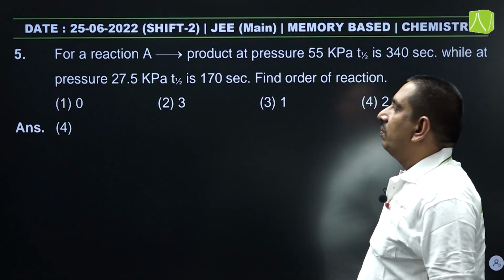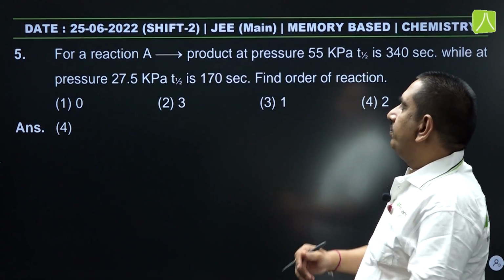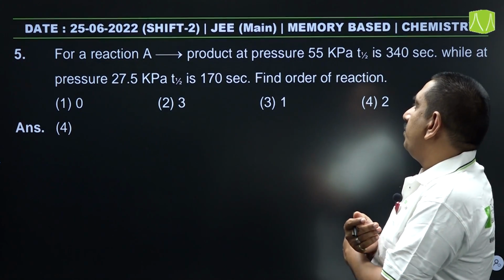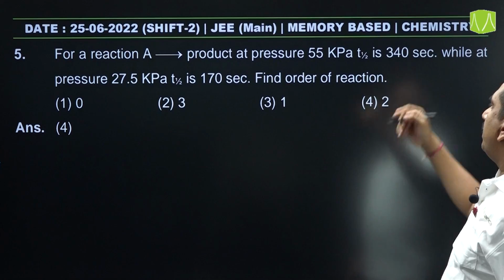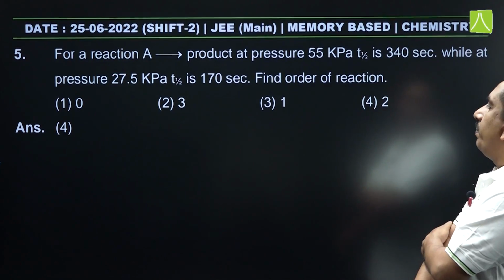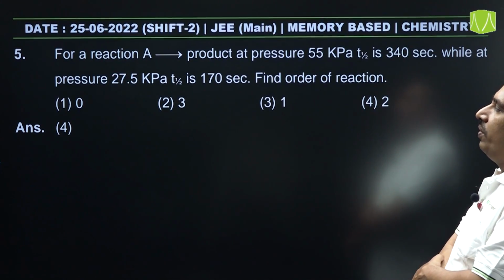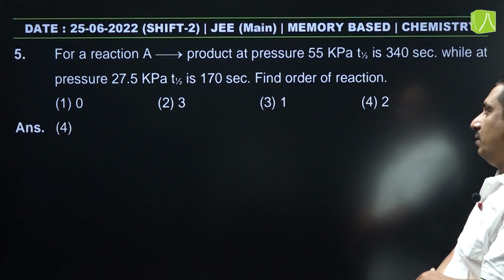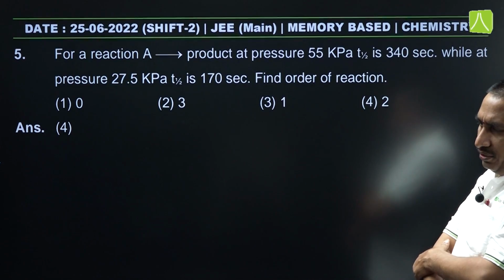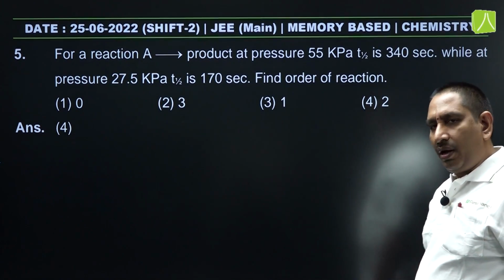Next question. For a reaction, A gives product at a pressure 55 kilopascals, T half is 340 second, while at a pressure 27.5 kilopascal, T half is 170 second. Find order of the reaction. Simple question from chemical kinetics.